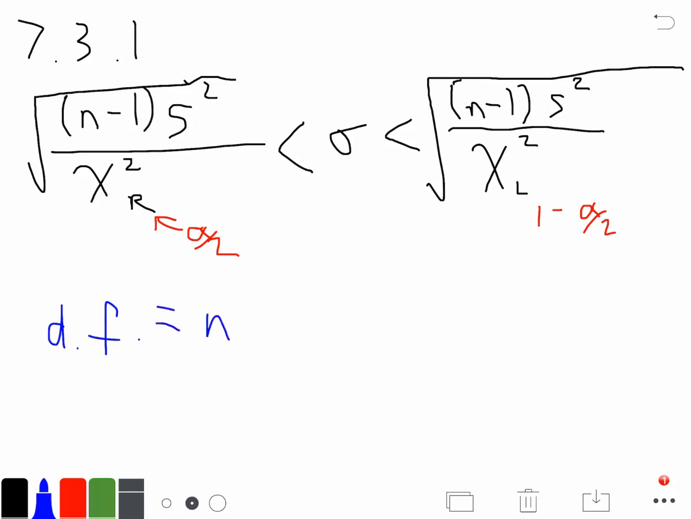Now for this, we also need degrees of freedom. Degrees of freedom is n minus 1, and for us, that would be 25 minus 1, which is 24. So now that we have our formulas, let's go ahead and start plugging some values in.